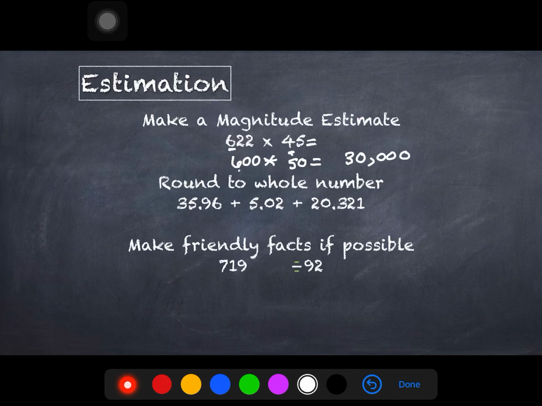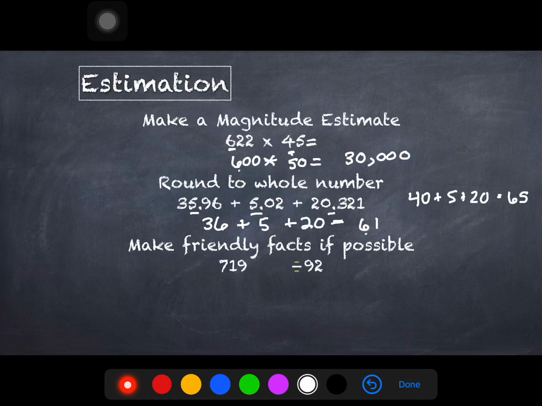You could also, when using decimals, just simply round to the nearest whole number. The whole number is your ones place. And I look here, there's a 9 to the right of my 5, so I'll think of that as 36, and 5, and 20. To estimate, 36 plus 5 is 41, plus 20 makes that 61. You could do a magnitude estimate there if you wanted. It simply would become 40 plus 5 plus 20, and you see that's still about the same value.